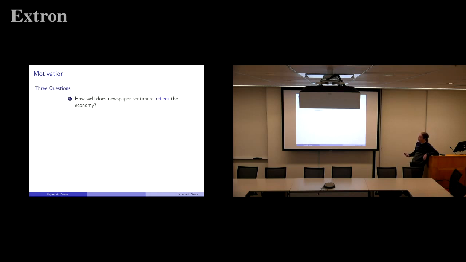So we're going to focus on three questions in this paper. We're going to focus on whether newspaper sentiment reflects the economy. We're going to look at whether newspaper partisanship biases reporting on the economy, and we're going to look at whether newspaper coverage mediates the economic vote. Or in other words, do voters punish incumbent governments when the economy is performing poorly, or when newspapers are reporting that the economy is performing poorly?